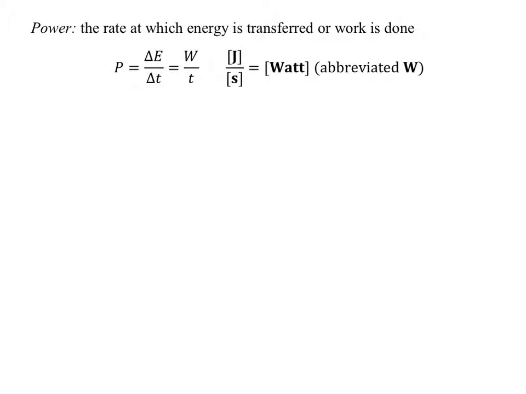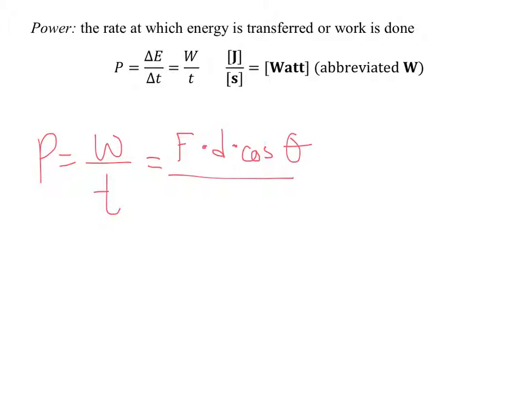But what we can also do is this. If we look at this definition, we can replace work with F d cosine theta, which is really the definition of work. Work is force times distance times the cosine of theta. Now, for all of these problems for power, we're going to be looking at one-dimensional motion. So theta turns out to be 0 in this case.